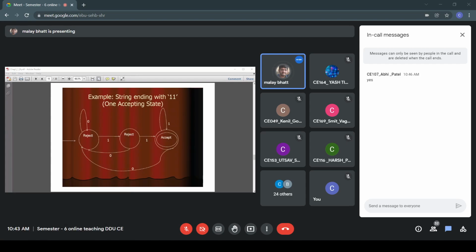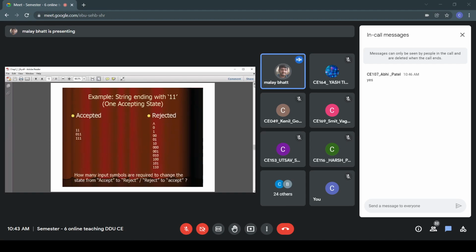We have considered the two parts first initially, like this. We have constructed the strings ending with 1 1 as accepted and strings not ending with 1 1 as rejected. Now this rejected part we have also divided into two parts: the set of strings which are one element away from the acceptance, and the set of strings which are two elements away from the acceptance.